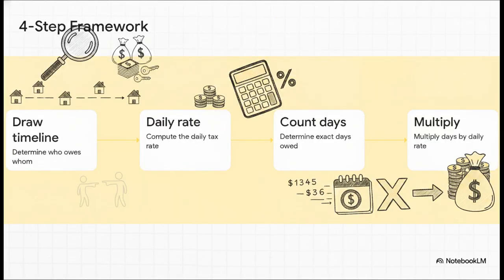To completely rescue you from those super common calculation mistakes, we're going to lean on this 4-step framework for every single problem. Step 1. Always draw a timeline. Seriously, this visualizes who lived in the house and who owes whom. Step 2. Compute the daily tax rate. Step 3. Determine the exact number of days owed. And step 4. Just multiply that daily rate by the number of days. Honestly, if you just stick to these 4 steps, you are never going to get lost in the weeds.